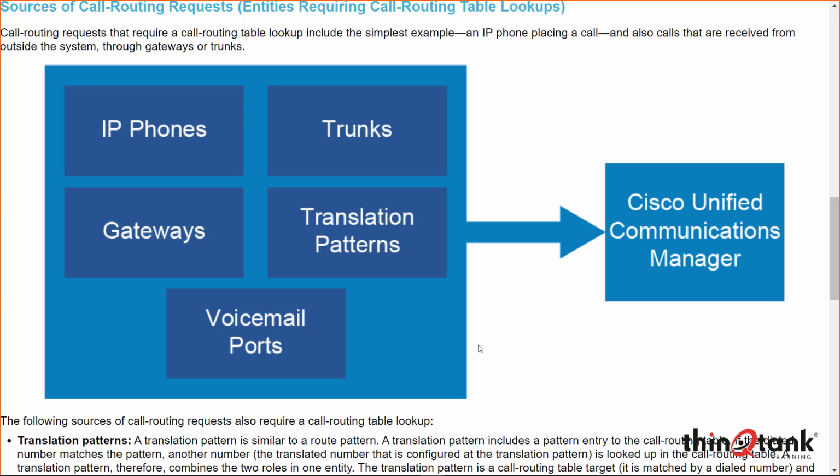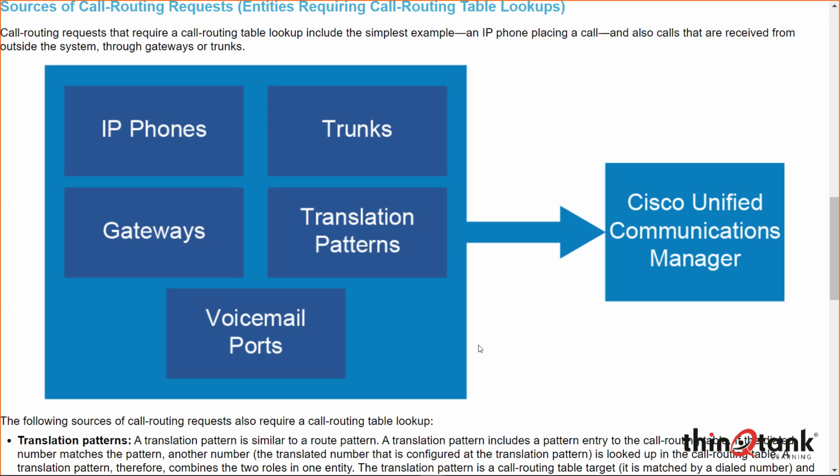Gateways can also be the source of call routing requests. Inbound calls certainly come into a gateway, and then based on a DID number or based on a number that's dialed, that call needs to be routed to an endpoint. Voicemail ports, when we're doing message waiting indication, that's actually an outbound call. If somebody dials into the voicemail system and they need to communicate with that voicemail system, we can use ports to do that as well. So it's not just a phone that is going to be the source of calling information.